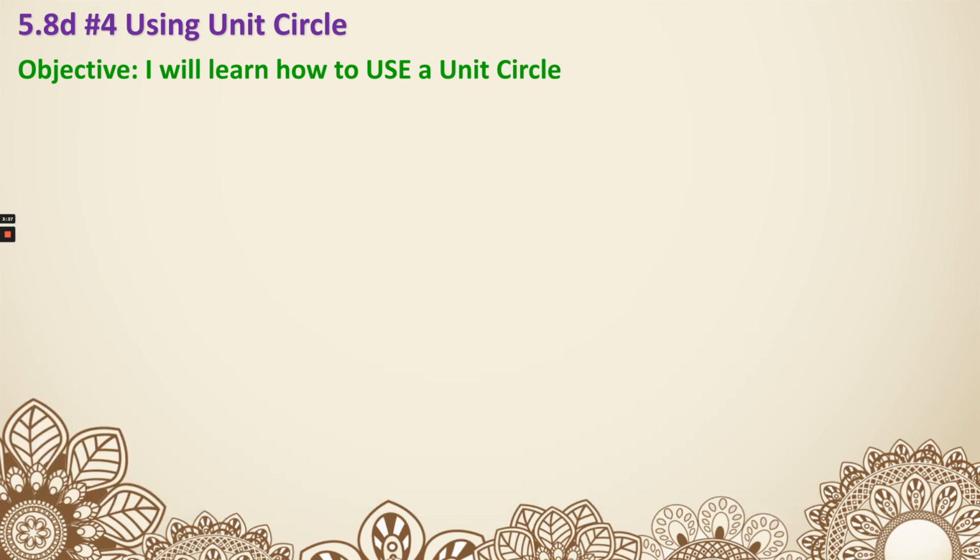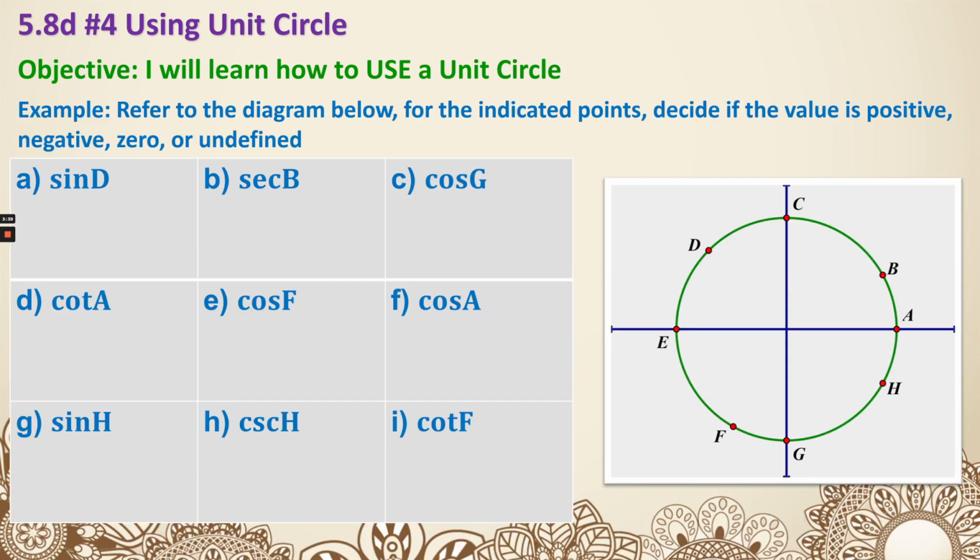Moving on to the examples. The first example didn't ask you for any specific value. It also didn't ask you to specify what angles they are. It simply asks you to decide if the value is positive, negative, 0, or undefined. So a few things again. First quadrant is everything is positive. Second quadrant is sine. Third quadrant is tangent. And fourth quadrant is cosine.